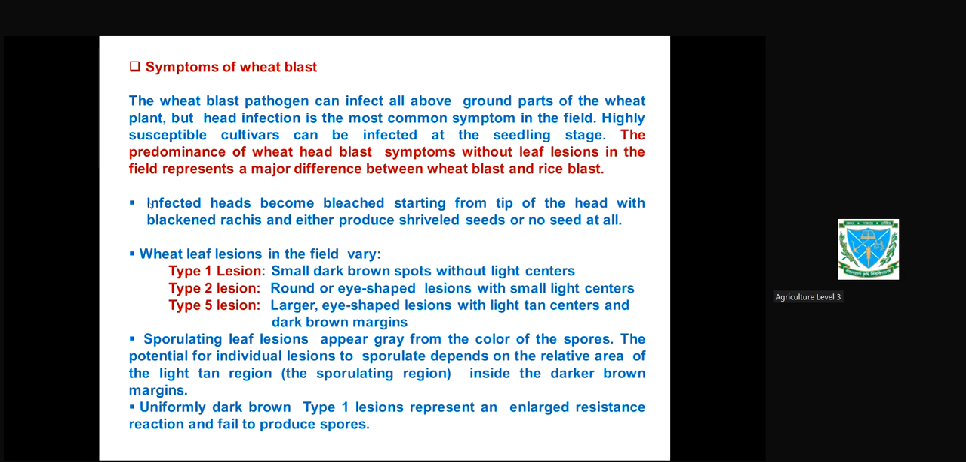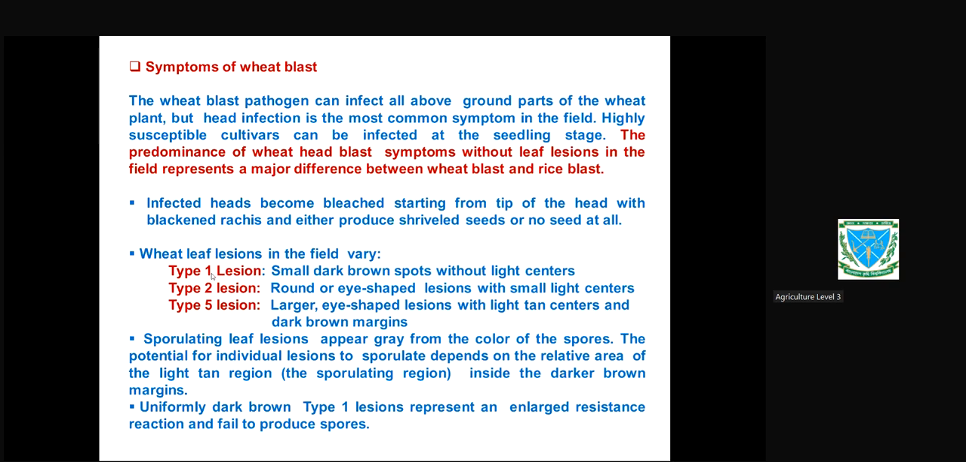So the symptoms start from here. Infected heads become bleached starting from the tip with black and red keys. They either produce shriveled seed or no seed at all.